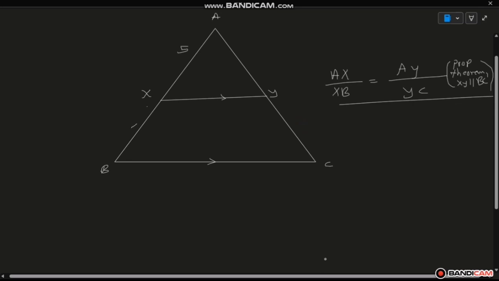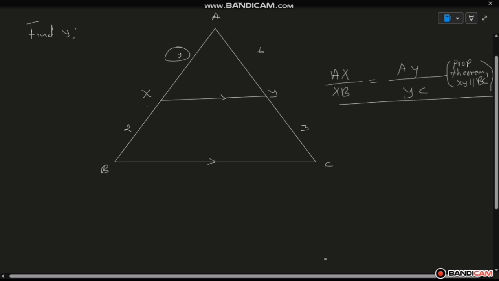Let's say we have 5 here, X, and let's say this is A, alphabet A. Let's just use other numbers for argument's sake. Let's say the length of AX is Y and the length of BX is 2, then the length of AY is 6 and the length of YC is 3. Find what? Not X, find Y. So this is what they want us to find, the length of AX.